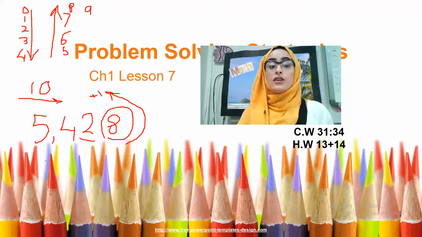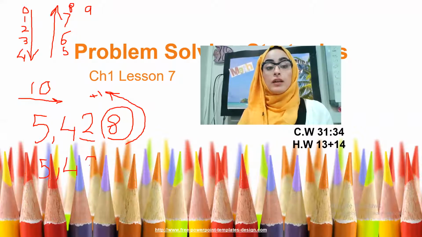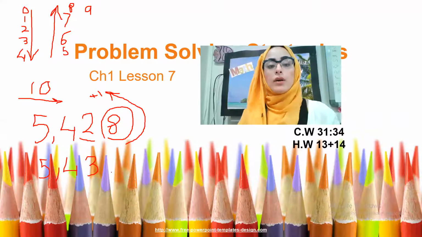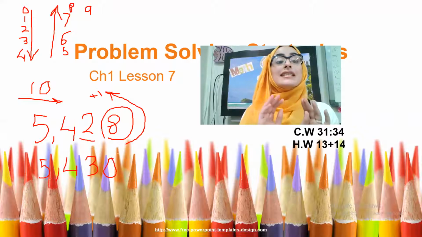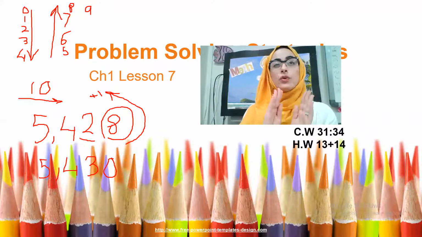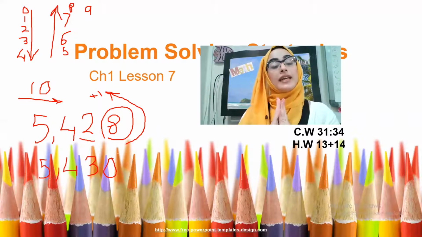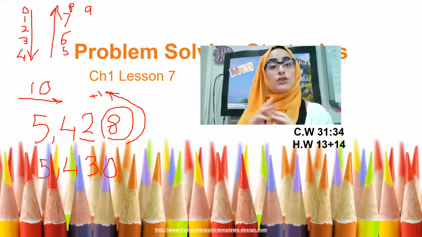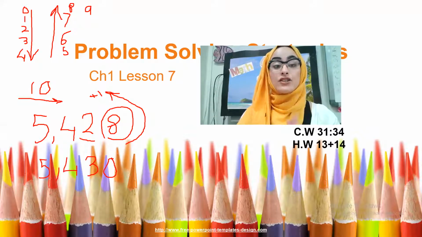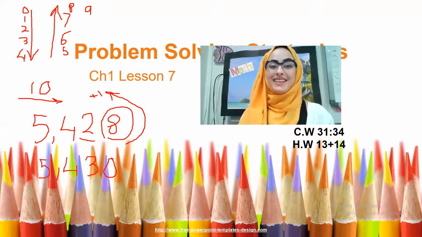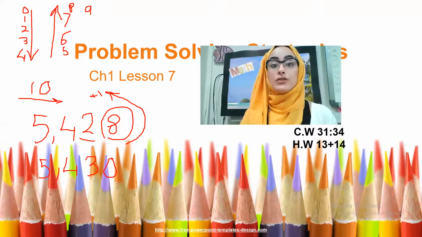Okay, so the answer will be 5,43. What will be for 8? 0. When I'm rounding a number, it will go back to 0. Why? Because I want to find which is nearest 10 to 28. Is 28 nearest to 30 or 28 nearest to 20? Yes, 20 is so far away from 28. So my nearest 10 is what? 30. So my final answer is 5,430.